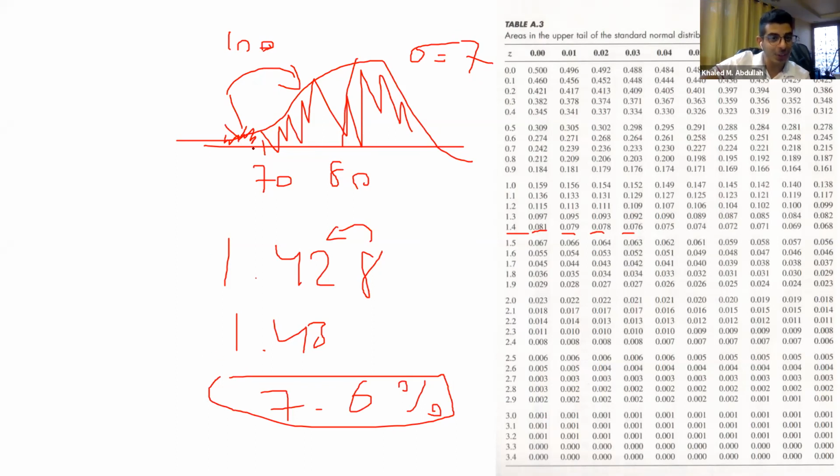No, this is not your answer, because this tells you 70 or less. We don't want that. We want 70 and more. So what do we do? We do 100 minus this. So it'll be 100 minus 7.6, which equals 92.4. Now, is this your answer? Yes, it is. This is your answer, 92.4%.